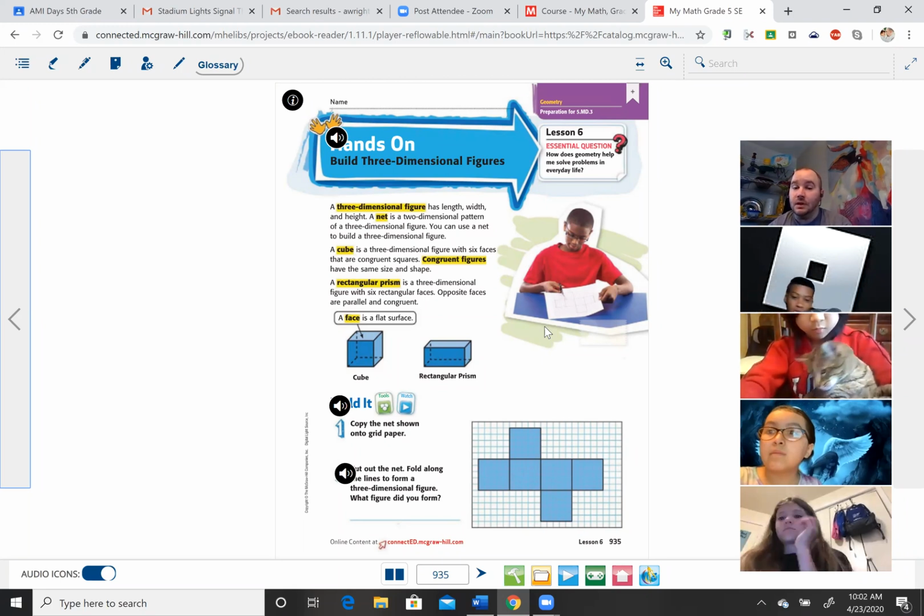So everybody should know what a cube is, right? A cube is just a three-dimensional shape composed of squares.